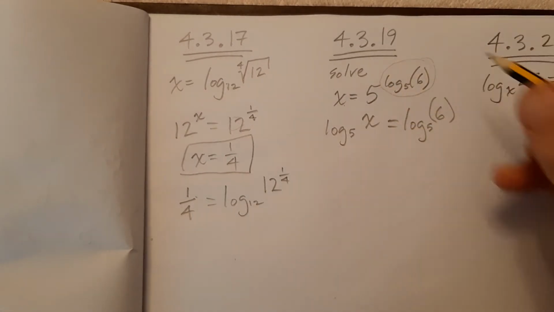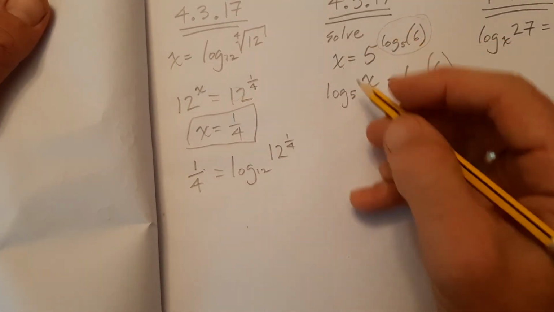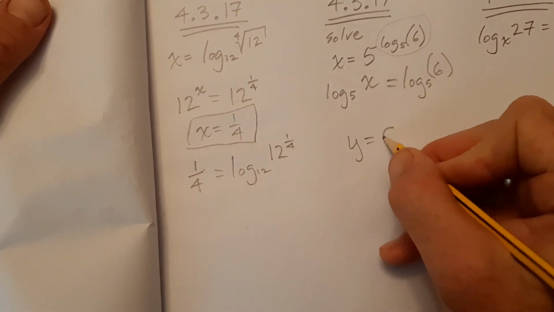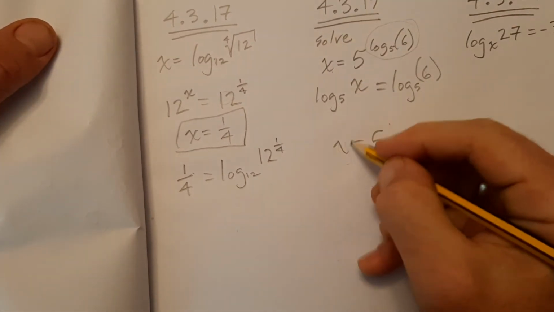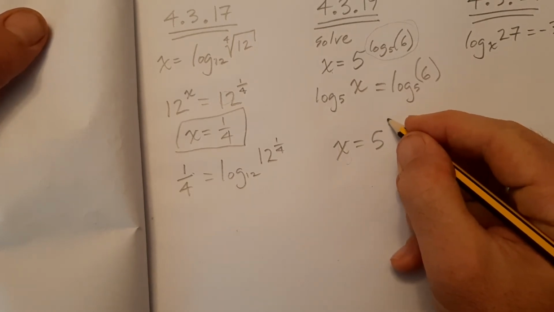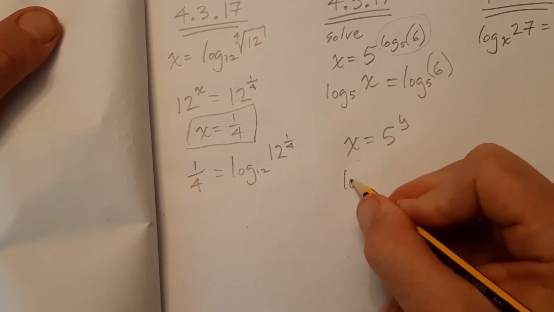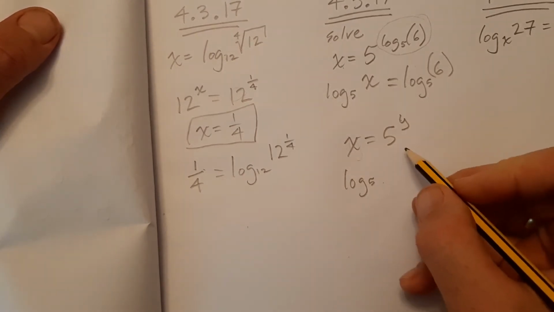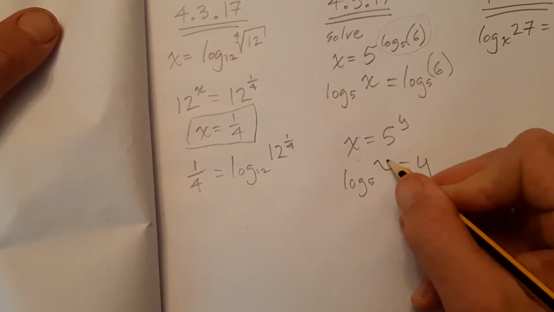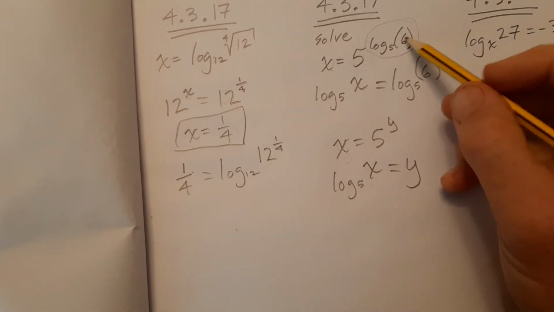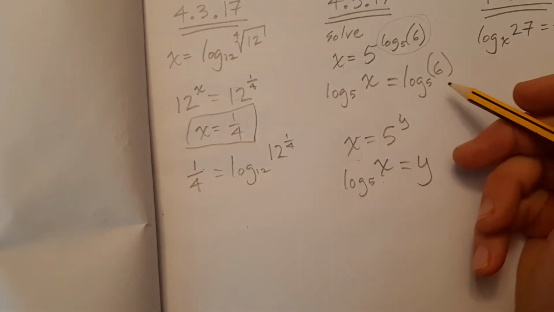If you're having trouble with it, let's think about it as a simpler problem. y equals 5 to the x. Let's keep everything the same. x equals 5 to the y. Then if I was going to rewrite this as a logarithm, I'd say log base 5, and my logarithm is my exponent, so it would be that. And y is log base 5 of 6. Once you put it in this form, you can see the answer real quick.